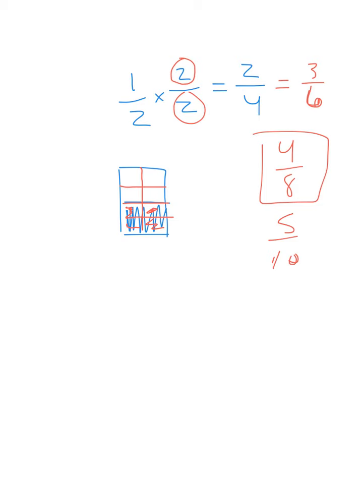Just remember, whatever you do to the numerator, do to the denominator, because it's equivalent, because they're both the same value. Because think about it, 2 divided by 2 is 1. Anything times 1 is itself. So when you say 2 over 2, you're technically multiplying by 1.